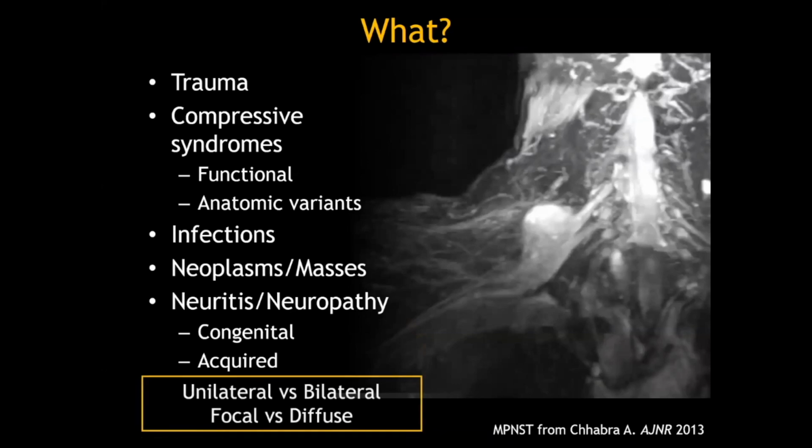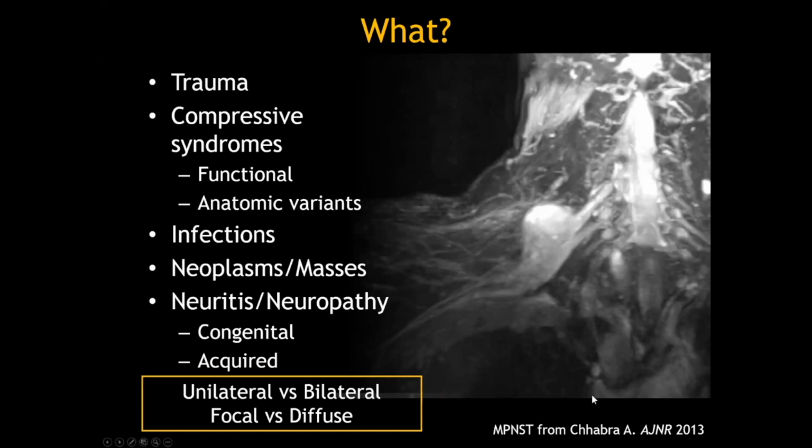So what do we look for in brachial plexus imaging? Like I said, most of the time we're imaging it in terms of trauma, but you may also be asked to evaluate in terms of compressive syndromes. The prototype is thoracic outlet syndromes. We also may encounter infections, certain neoplasms or masses. And finally, kind of a hodgepodge of neuropathies or neuritis, which can be congenital or acquired.